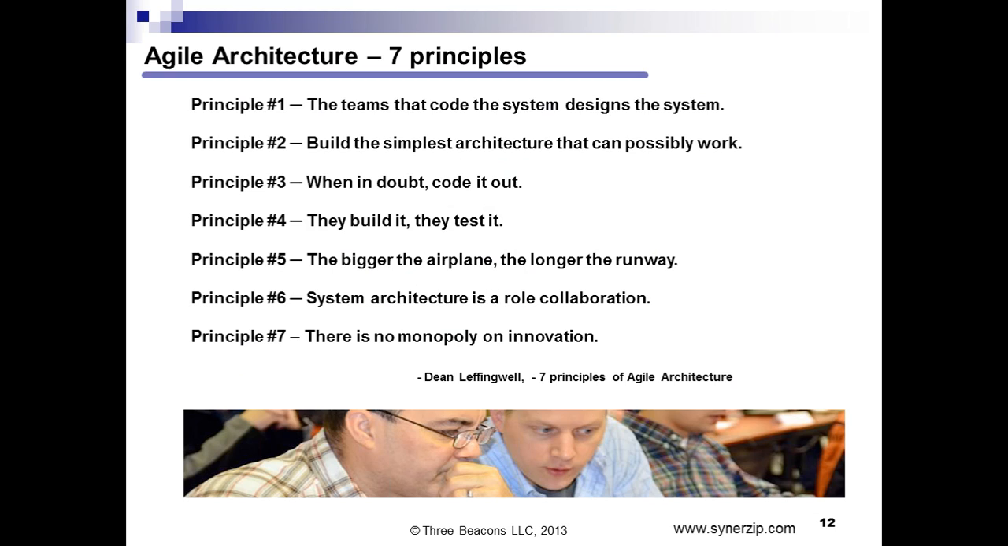Principle number 3: when in doubt, code it out. It's always better to make a decision based on what your code is telling you as opposed to speculation or guessing. And then principle number 7: there is no monopoly on innovation. Architects are brilliant people, no doubt. However, innovation can come from anyone and everyone on the team. So making sure everybody understands that evolving towards the best architecture for the system is part of their responsibility also is a good thing. And in doing so, they're going to be expected to innovate.